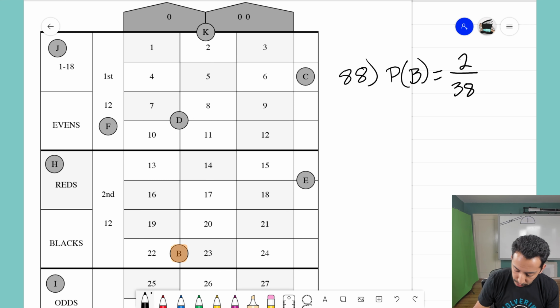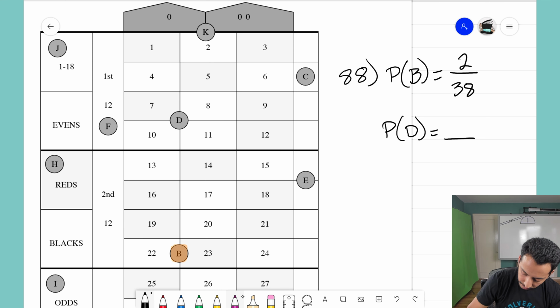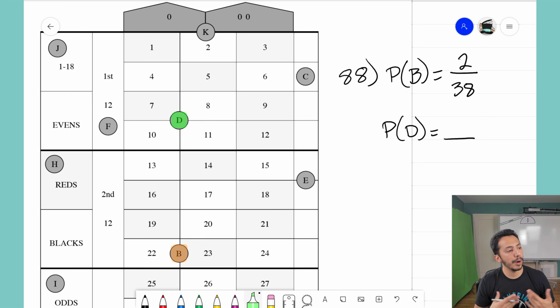All right, let's do this. What about we look at the probability of chip D? What about chip D over here? Right there, chip D. What is the probability that chip D will win? I see chip D is kind of in the middle of 4 numbers now. They're on 7, 8, 10, 11.